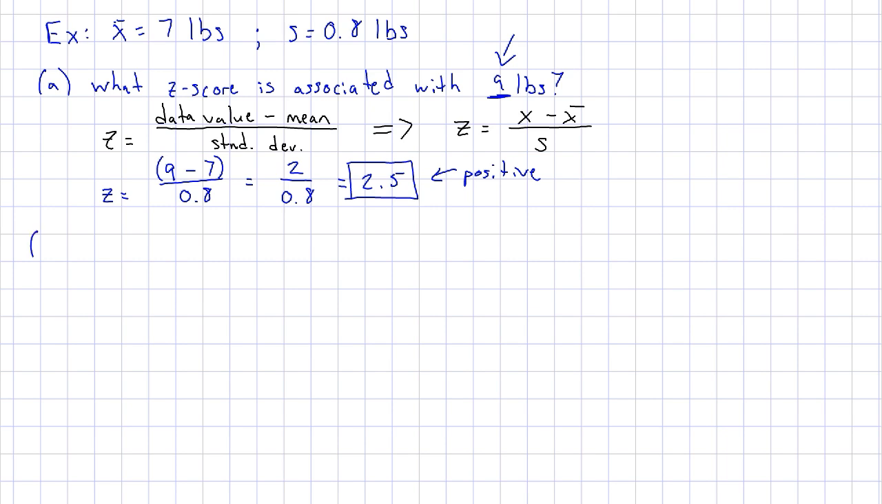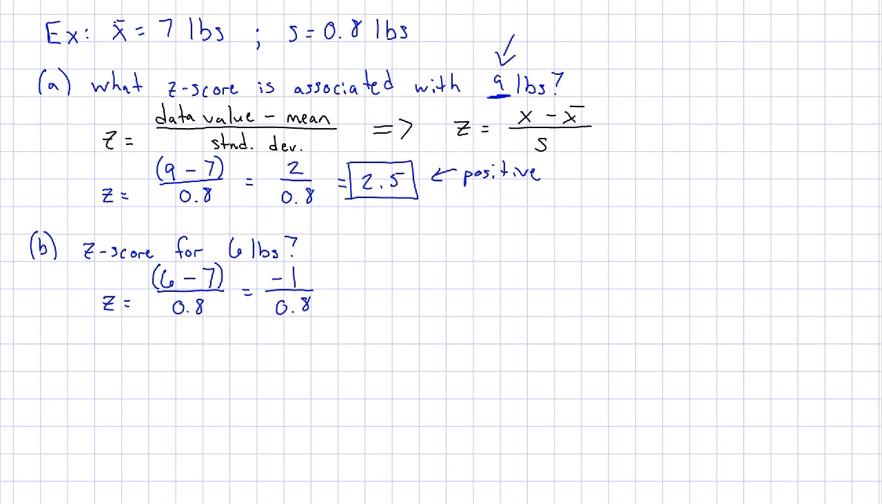Let's consider another example. How about the z-score for 6 pounds? I'll do the same formula. Z is equal to 6 minus 7, 7 is my mean, divided by my standard deviation, which is 0.8. Oh, I should have put the numerator in parentheses. I apologize. This will give me -1 divided by 0.8.